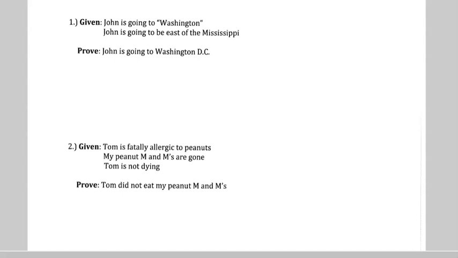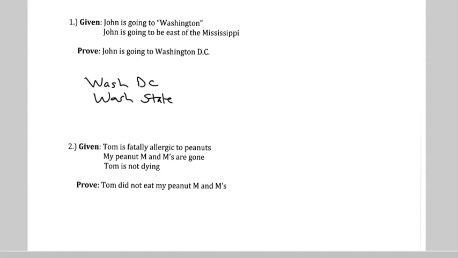What I mean by that is it says, like here, John is going to Washington. John is going to be east of the Mississippi. Prove John is going to Washington, D.C. Now here's the issue. I'm sure there's a million Washingtons. We're going to assume, just for the sake of being able to do this proof, there is Washington, D.C., and there is Washington State, the state of Washington.